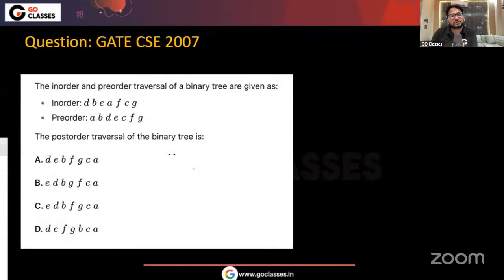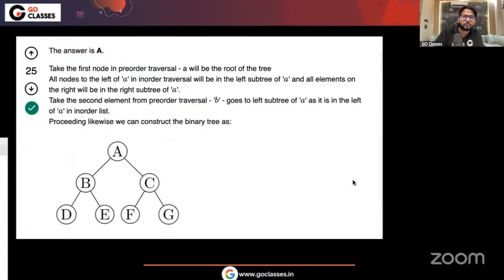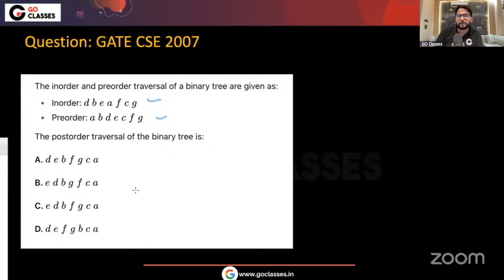Okay. So now let's see this question, what they are saying. In order and pre-order are given to you, and post order they are asking. So first you need to make the tree and then you can find out the post order also. This is also an easy question, so I'm skipping it. You can do it.